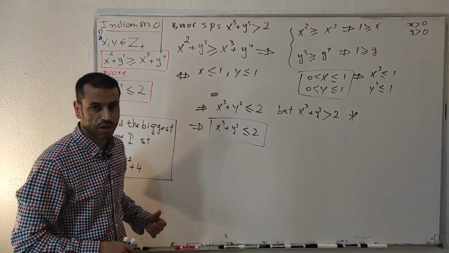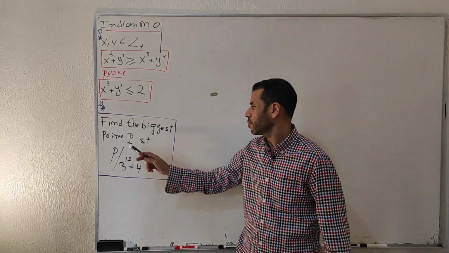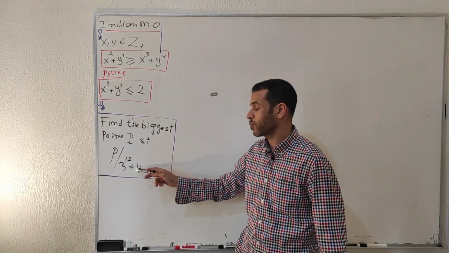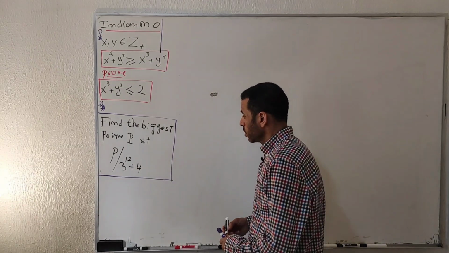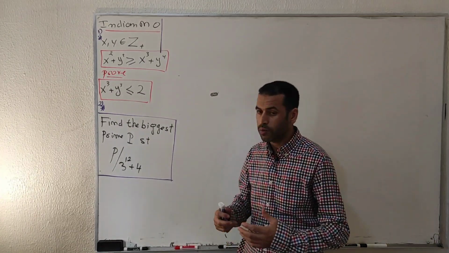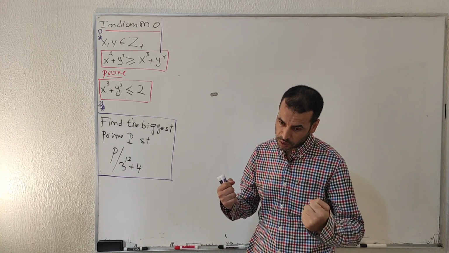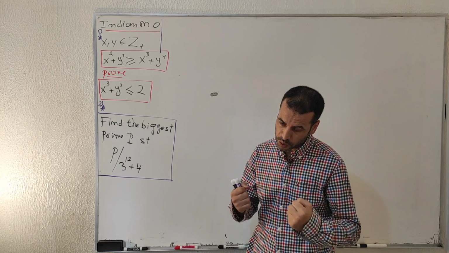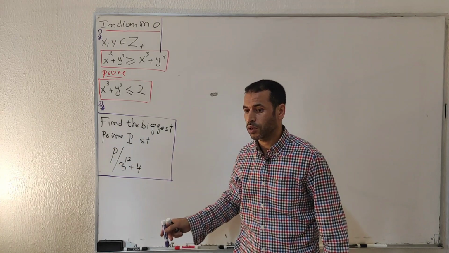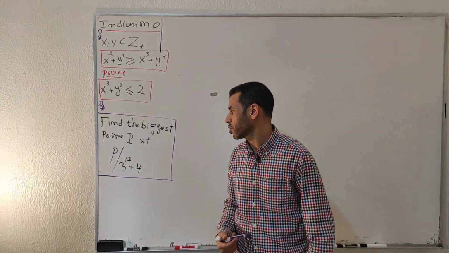Now let's move on to the second question. For the second problem, find the biggest prime p such that p divides this large term, which is 3 to the 12 plus 4. We are going to use prime factorization here. If you have a product involving prime numbers, you will have the product of the small primes including the large prime. Among these factors, we are going to determine the biggest prime.